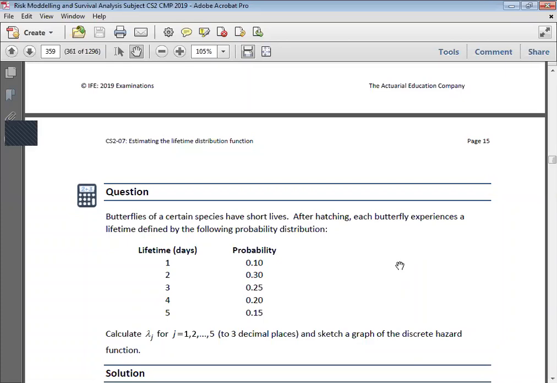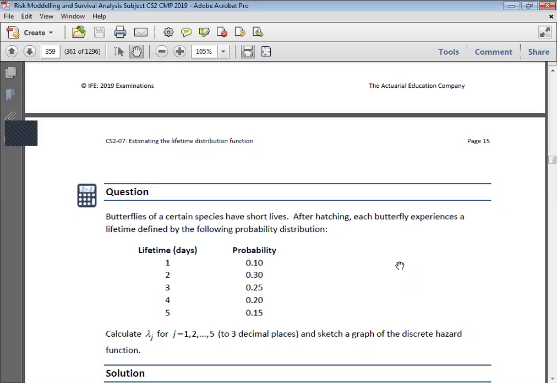Okay, so what do you understand from this? What are we expected to do here? Anyone? We have to calculate lambda for each time. Right, we just have to figure out our lambda for each of these times.